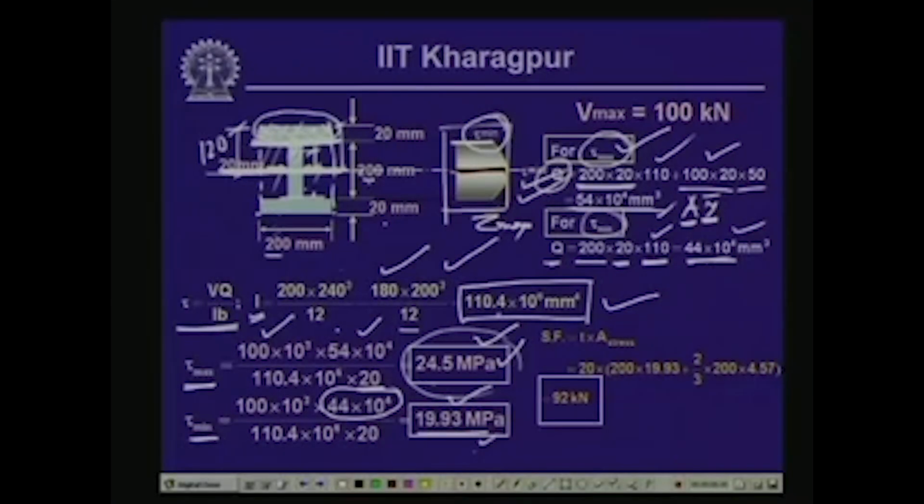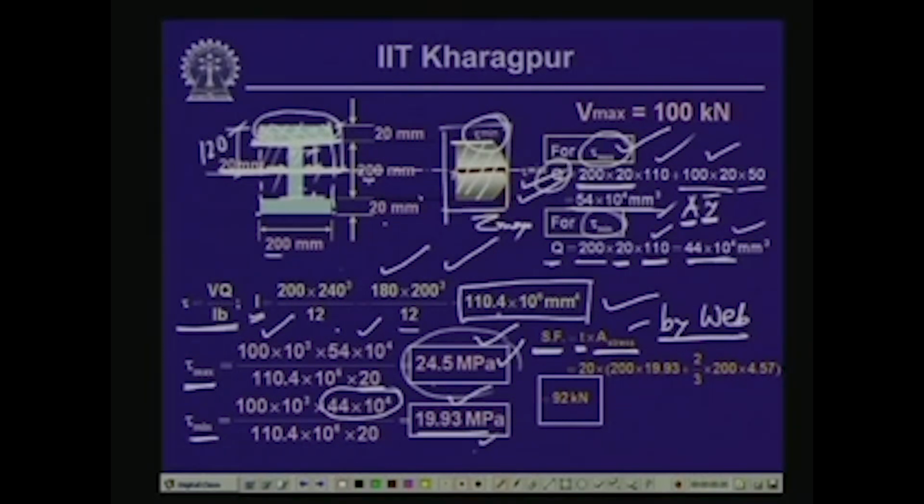Now, since this is the shear stress distribution over the web of the beam, the force, as we know, is equal to stress times area. So, if we take the area of this shear stress diagram multiplied by the thickness, that will give us the shear force that will be carried by the web. So, the shear force being carried by the web is equal to the thickness of the web multiplied by the area of the stress diagram.